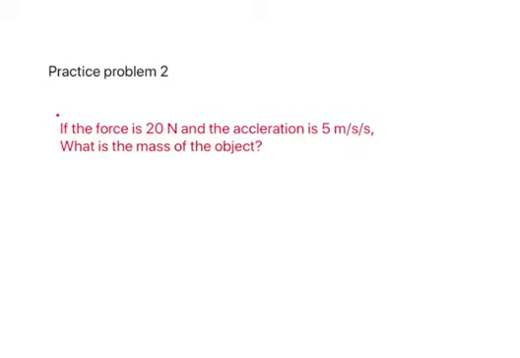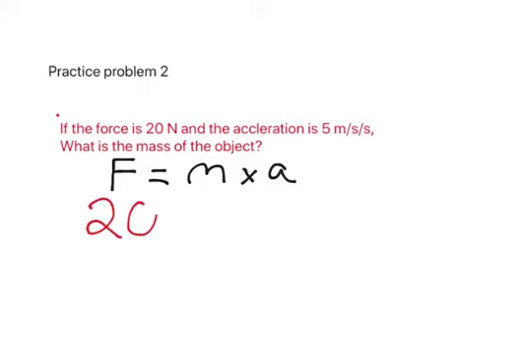Let's look at another problem. If the force is 20 newtons and acceleration is 5 meters per second squared, what's the mass of the object? Now we can solve this one too. We have our force equals mass times acceleration. This time they tell us that the force is 20 newtons. We're looking for the mass, and the acceleration is 5 meters per second squared. We want that m all by itself.